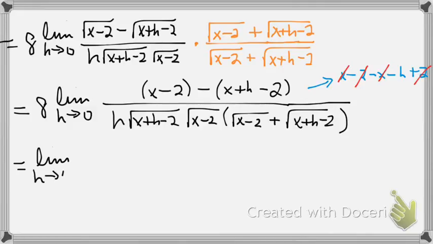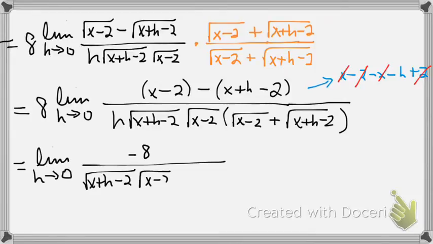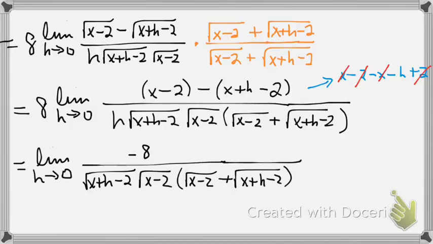So I have limit as h approaches 0. Then I would have negative 1 with the h canceling, right? So I'm going to take that 8 out front and put it back. All right? It's optional, but I did it. Over square root of x plus h minus 2, square root of x minus 2, parentheses square root of x minus 2 plus square root of x plus h minus 2. You guys with me on this? Is this all right? I know it's not fun. Nobody said it would be. All right.